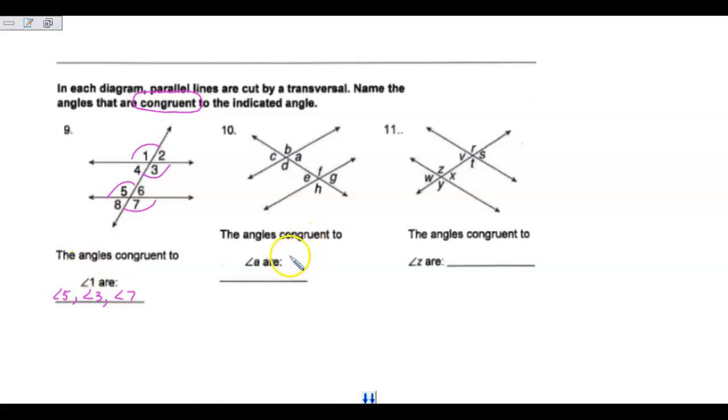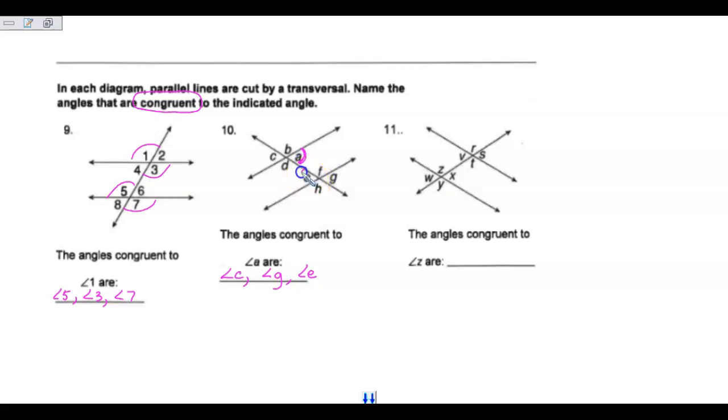Okay, look at number 10. I have these two parallel lines with this transversal, and they want all the angles that are congruent to angle A. So this one right here. So take a look and find all the ones that are congruent to angle A. If you picked angle C, angle E, and angle G, you are correct.